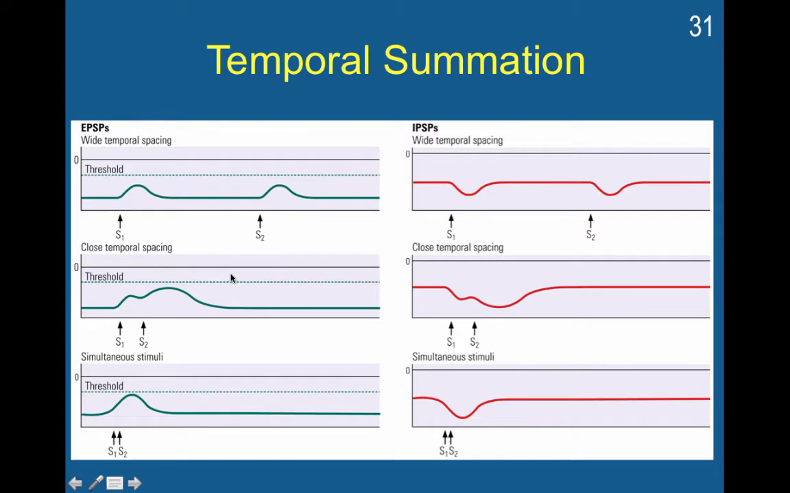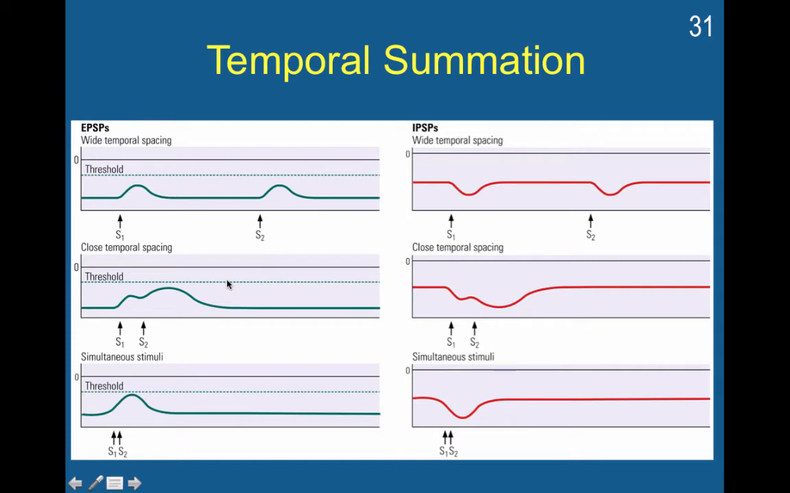Here's an example of temporal summation. If you have a wide temporal spacing between EPSPs, then they're not going to sum. The whole goal is to reach threshold. The only reason EPSPs sum is that one EPSP is not sufficient for a neuron to reach threshold. So you're going to have more than one.